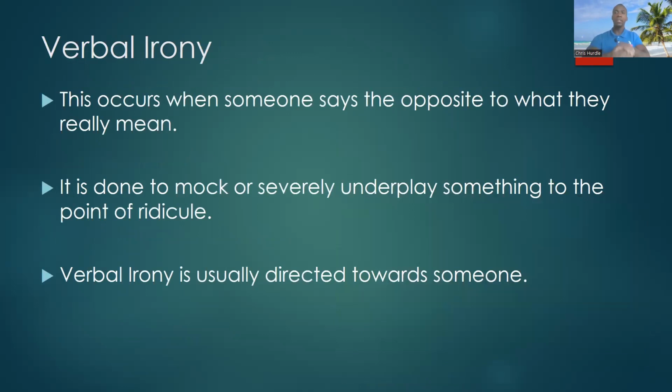Now let's move on to the second form of irony, and this is called verbal irony. Now this is verbal, so this means that this is spoken, okay? So this will occur in dialogue. This occurs when someone says the opposite of what they really mean. Once again, a contradiction, but the difference here is that this is spoken. It is done to mock or severely underplay something to the point of ridicule, okay? And verbal irony is usually directed towards someone. So that's verbal irony.